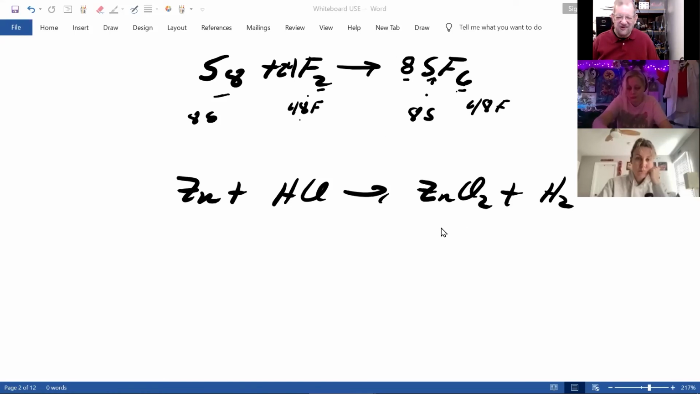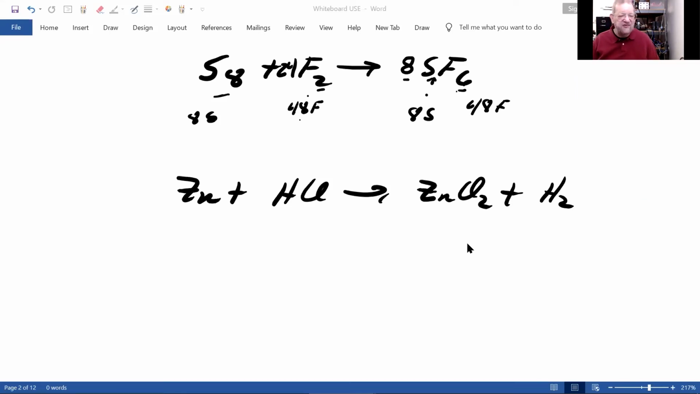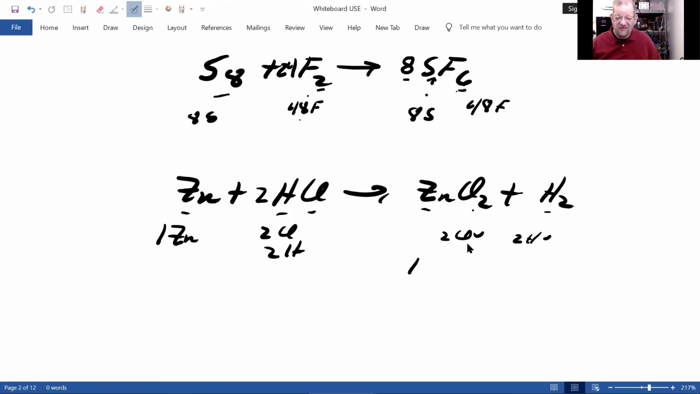All right, let's do this. How do you do this? Well, you have to have the same number of atoms on each side. I've got one zinc. I've got one hydrogen, two hydrogens, and I've got two chlorine and one chlorine. Well, how do I change that? I put a 2 in front. Now I have two chlorine, two hydrogen. Those are spoken for. I have one zinc. I have one zinc. And it's balanced. And that's how you balance a chemical equation like that.